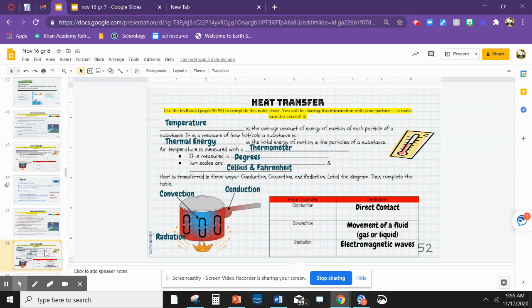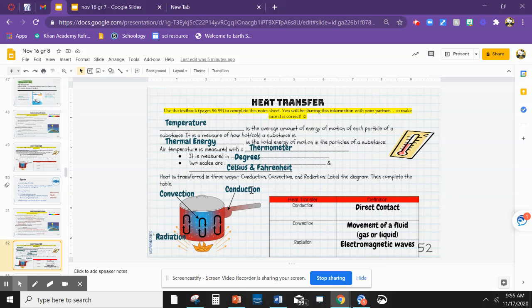Then we're looking at heat transfer. Temperature is the average amount of energy of motion. Thermal energy is the total energy of motions of particles. We measure air temperature with a thermometer. It's measured in degrees. Two scales that we use a lot here are Celsius and Fahrenheit. There are others. The really important part is coming here at the bottom of the document.